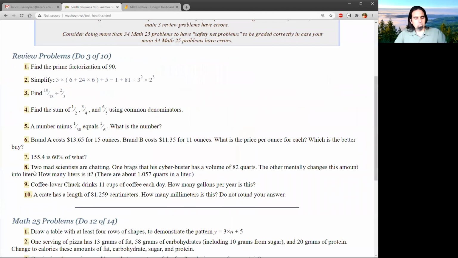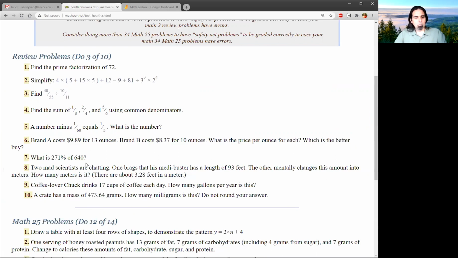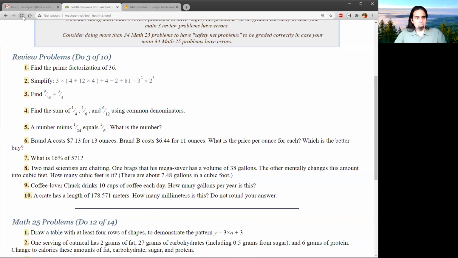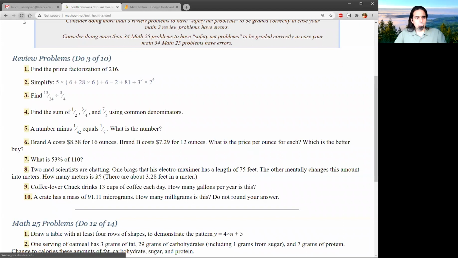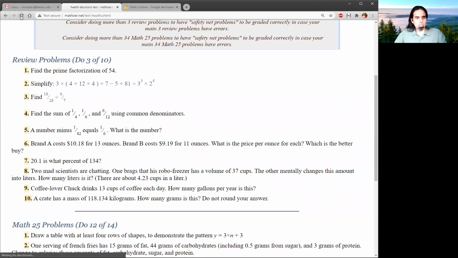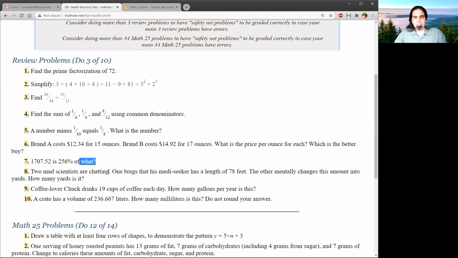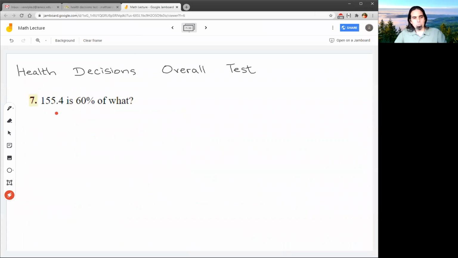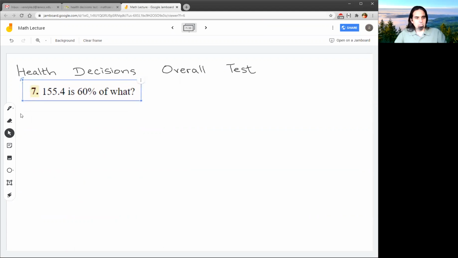And on the health decisions test, there's number 7, one of the possible review problems. And every time I reload this page, it gives me a different percent sentence. And notice that sometimes the what is in the beginning, sometimes the what is in the middle, and sometimes the what is at the end. Oops, I missed it. So the one we generated first was 155.4 is 60% of what? So let's do that twice.